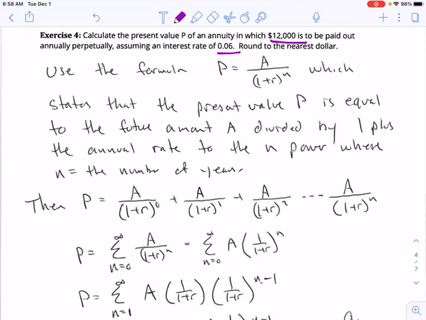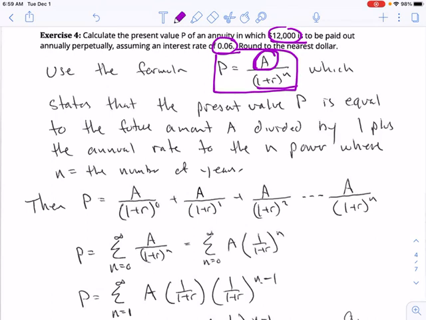So the theoretical development for this is we have to have a starting point. And so the starting point that I'm going to use here is this formula. The present value, P, is equal to the amount. I'm going to call A the amount, which in this case is the 12,000, the amount of the annuity, divided by (1 + R)^N. R is the rate, which in this case is 0.06, and N would be the number of compounding periods, and since we're talking about annual, it would be the number of years.